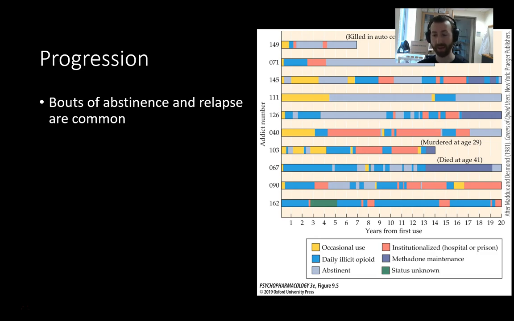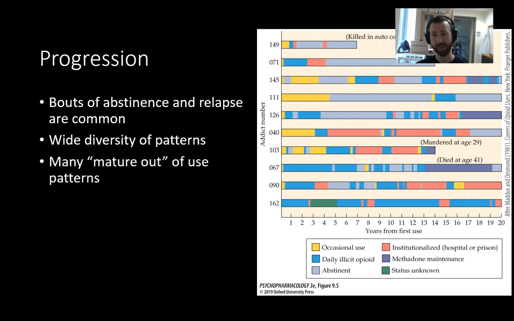They might have bouts of heavy use or light use. They may be institutionalized and thus abstinent for that institutionalization period. They may be voluntarily abstinent after that, and they often don't stay abstinent. So you see a pattern of heavy, light, and abstinence. There's a wide diversity of patterns. Some people will have an event like institutionalization, and will stay clean for a long time. Some people will oscillate between heavy and light use for most of their lifetime. It's really, really variable. There is a bit of a trend that many people will mature out of use patterns.